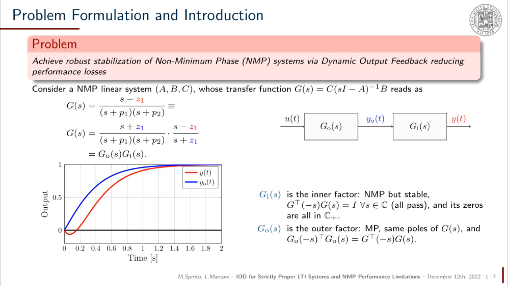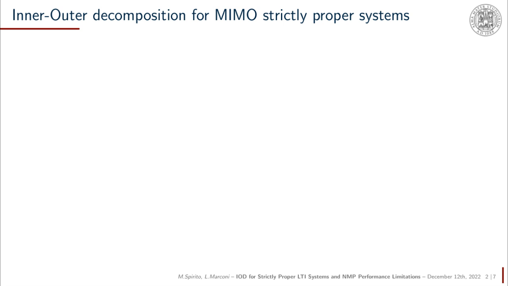where the inner factor is a non-minimum phase system but stable, whose self-adjoint operator is the identity map for all frequencies in the complex plane, and its zeros are all in the right half plane. While the outer factor is minimum phase, has the same poles as the initial plant, and its self-adjoint is equal to the original plant's self-adjoint. Mainly in literature we have results for MIMO systems only for purely proper systems and in the frequency domain.